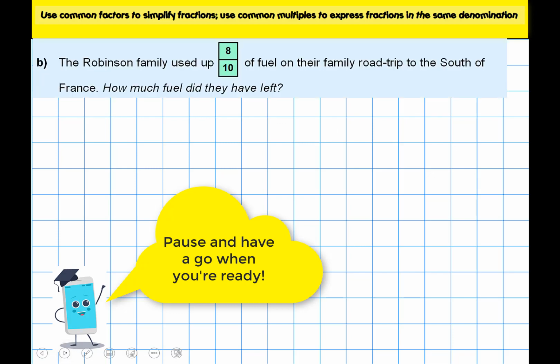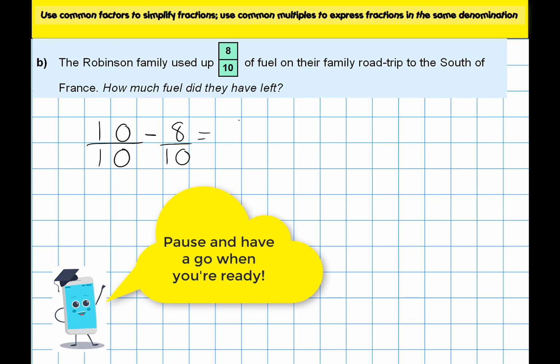The Robinson family used up 8/10 of fuel on their family road trip to the south of France. How much fuel did they have left? So again, you need to know how many tenths there are in the whole tank. So remember what we said in the last question, when the numerator and denominator are the same, that is equal to the whole. Okay, that's all of the fuel. So they started out with 10/10 and they've used 8/10.